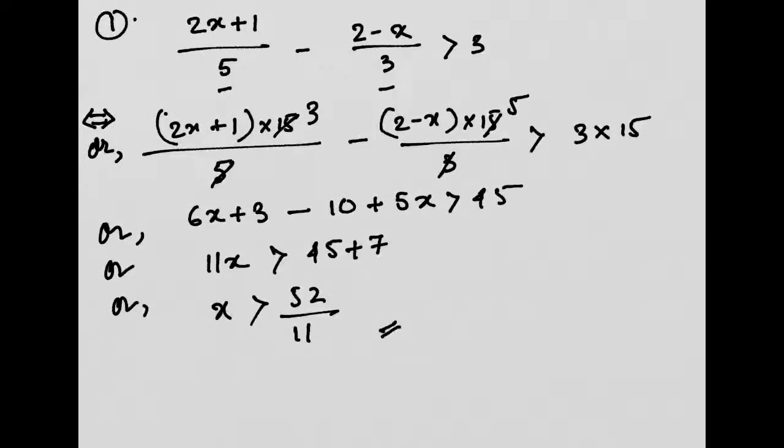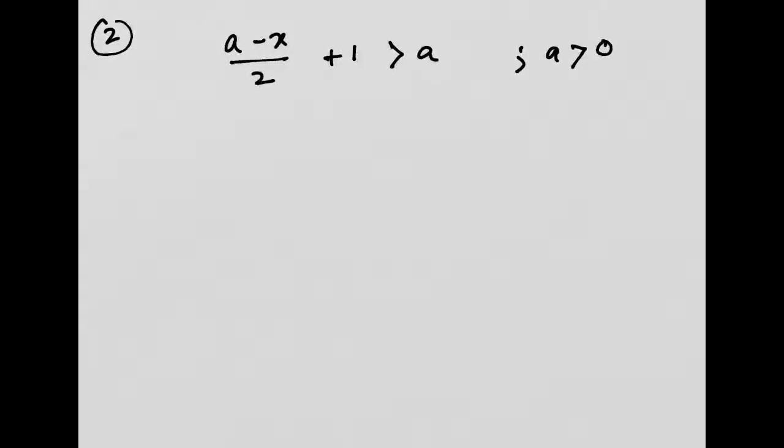This is my solution. Take one more example. Suppose a minus x by 2 plus 1 greater than a, where a is any arbitrary constant or real number that can have any value, but we have to mention the condition that a greater than 0. If a is less than 0, then maybe this inequality will not be valid. So that is the condition, as we have no idea about a.